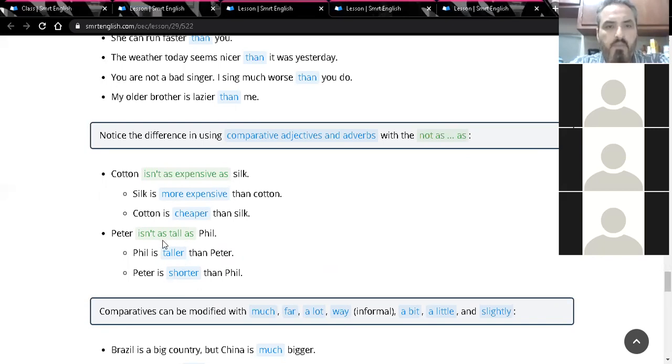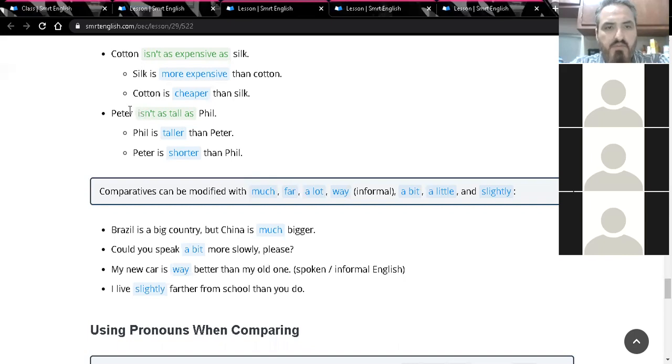Keep in mind this again. When I'm using as, the adjective stays the same. When I'm comparing, I'm using than after the adjective with the er. And remember that the first word or noun that is placed at the beginning is the one that is less than the other in negative ones.